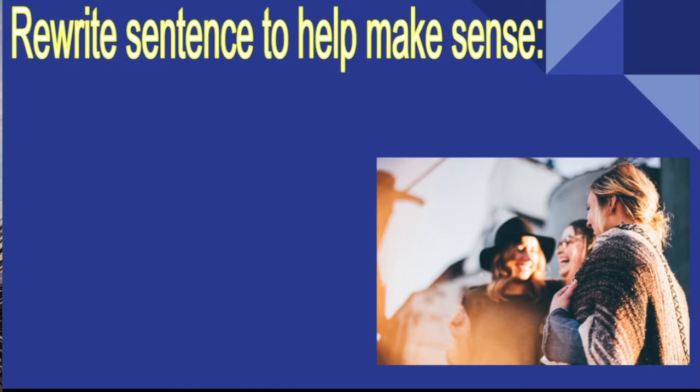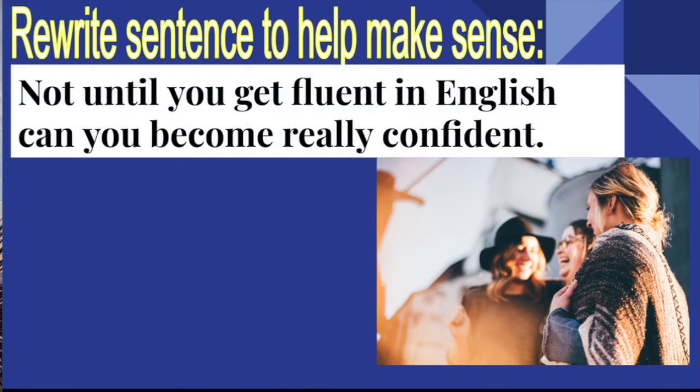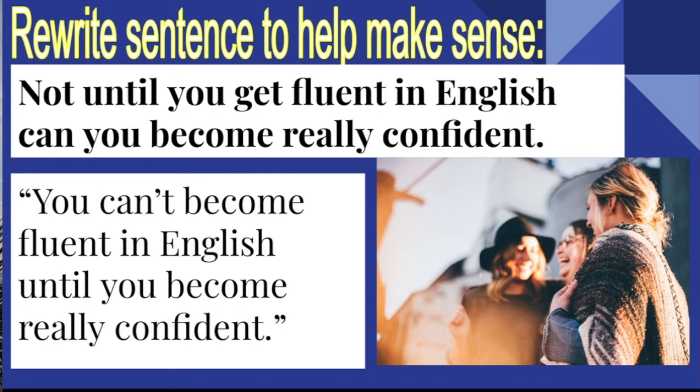Rewrite the sentence to help make sense. So here's that sentence again. How would we rewrite this to help it make sense in your mind? You can't become fluent in English until you become really confident. This is a way that we would normally write this sentence, right? But when we want to make special emphasis and speak in a more advanced kind of formal way, we move the not until in the front of the sentence, and we invert the can and the you. This is how you memorize this type of grammar.